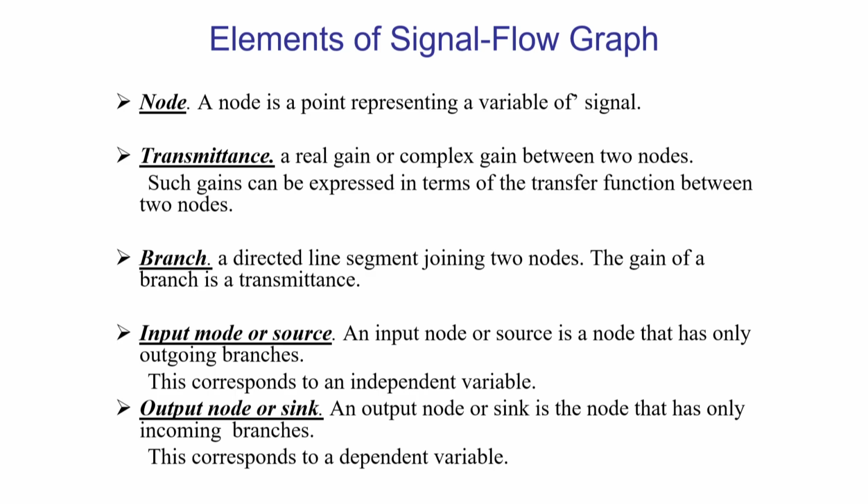So, the important thing for a signal flow graph representation is that you need to have a node, which is a point representing a variable or signal, then the transmittance, that is essentially the same as the gain or the transfer function, then the branch, which is the line segment joining the two nodes, input node and output node. Input node is the source, output node is the sink.